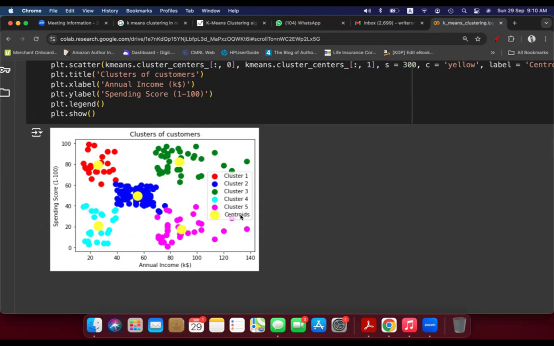If you see the explanation in the graph, yellow is the centroid, violet or purple is cluster 5, ocean blue is 4, green is 3, blue is 2, and red is 1. So these are all the clusters, and yellow is the centroid point. Based on this centroid, it is trying to group, to cluster. So these are all the similar patterns of information.